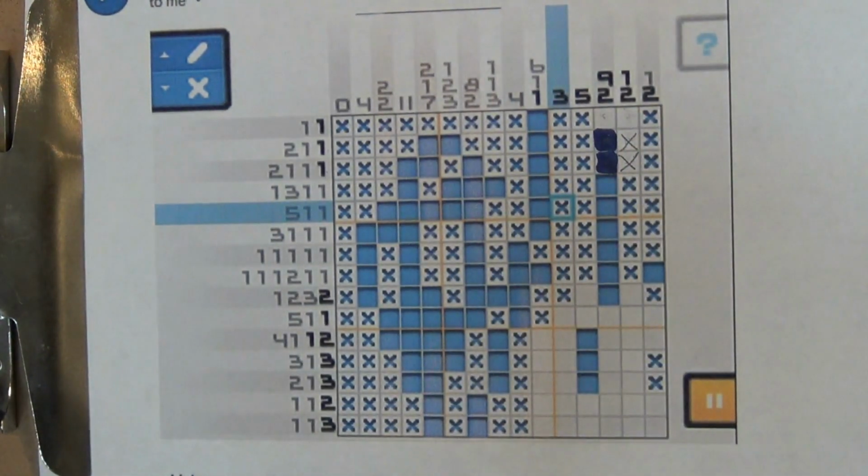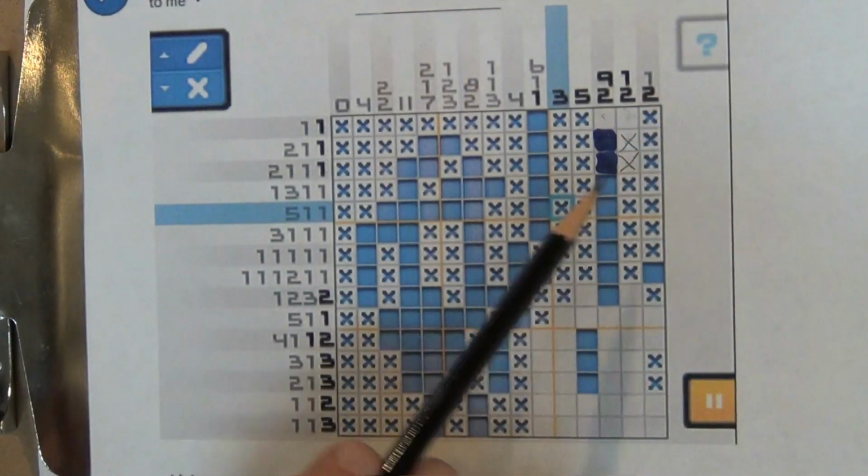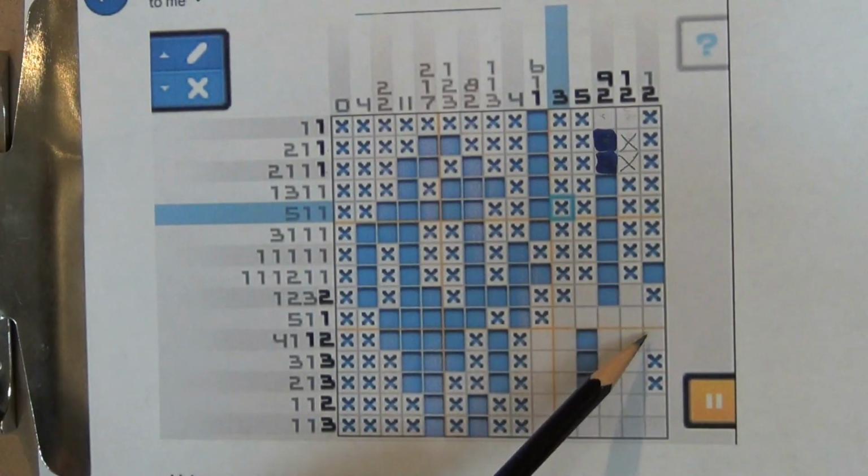Now, when I look at this puzzle, there may be a way to logically figure out what to put down here, but right off the bat, I noticed that this far right column has 1 and 2. There's the 1. That means the 2 either goes in these two, or the 2 goes in these two. Now, I don't see a really quick and easy way to figure this out, because here we have 3. 3 can fit anywhere down here. 2 can fit, there's a lot of room for it. 3 can fit in here.